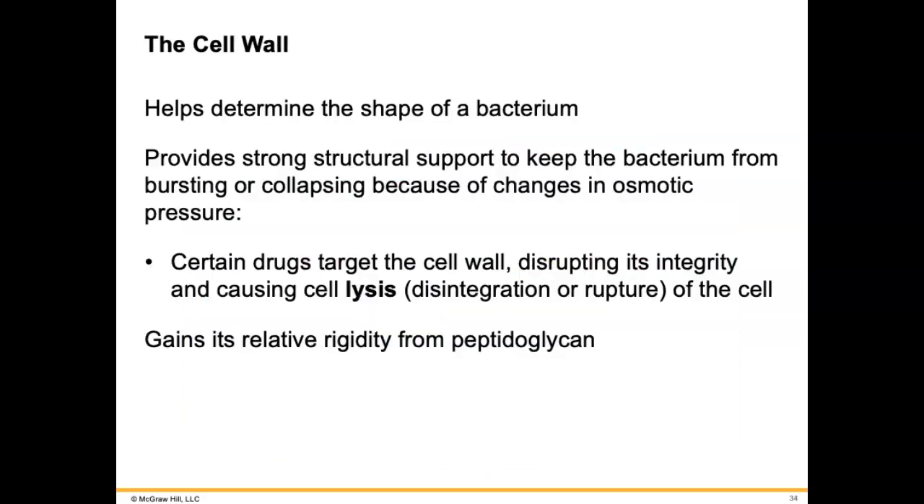So the cell wall helps to determine the shape of the bacteria, and provides strong structural support to keep the bacteria from bursting or collapsing. And certain drugs will target that cell wall, and that's great because then that disrupts its integrity and causes the cell to lyse. And since our cells do not have a cell wall, those drugs will not affect us in such a negative way.